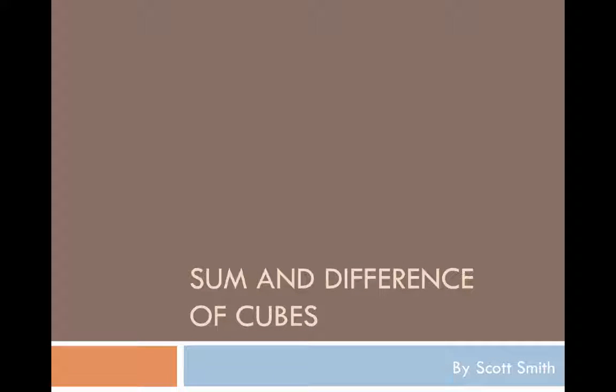Hi, let's solve some problems using the sum and difference of two cubes. First, let's remember what the sum of two cubes looks like. If we see an expression in the form a cubed plus b cubed, it can be factorized using the cubic identity for the sum of two cubes. That is (a plus b) multiplied by (a squared minus ab plus b squared).